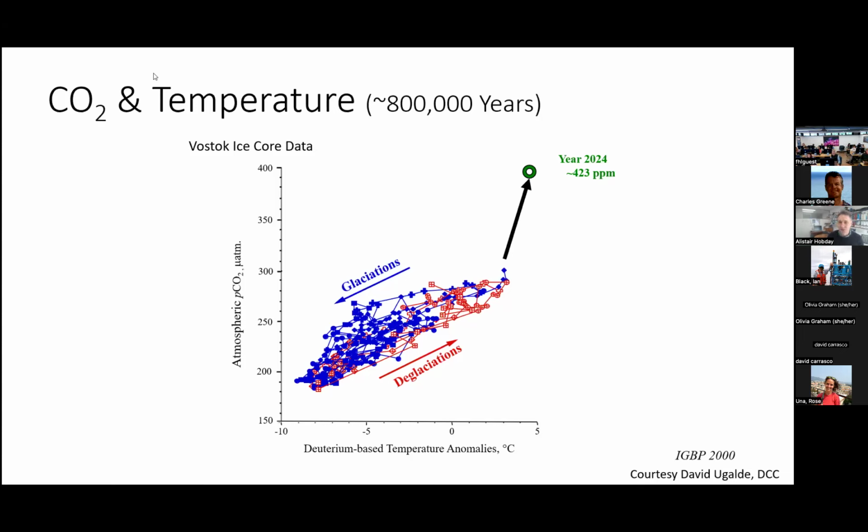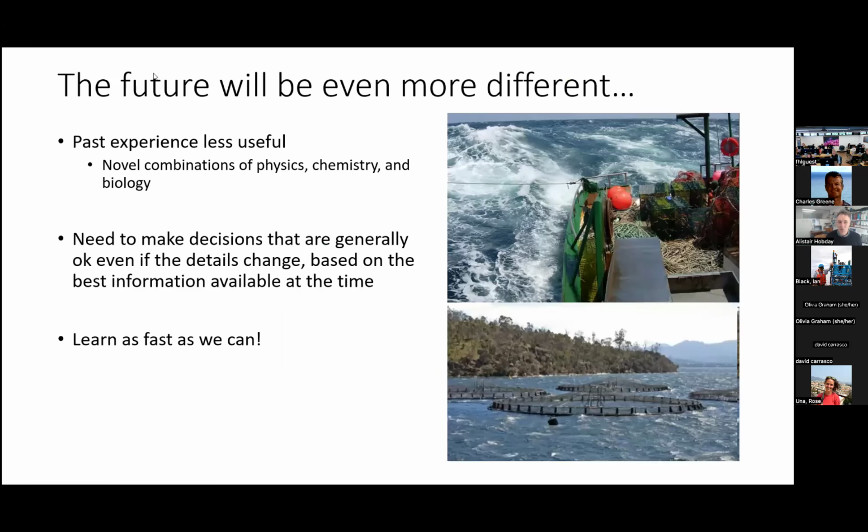And so that's a pretty concerning thing for everyone who uses the planet, and that's all of us. And so in the areas where I work, it's really apparent that the future will be really difficult for people. It'll be very different to it's ever been in the past. And that means people's experience in managing activities that humans rely on is going to be more and more difficult. And generally, I work in resource management, like fisheries and aquaculture, and we need to make decisions that are generally okay, even if the details change, based on the best information available at the time. And that's now a very difficult decision space because of this rapid climate change.